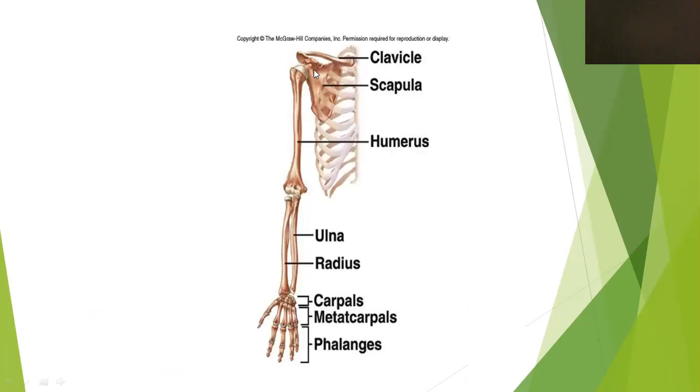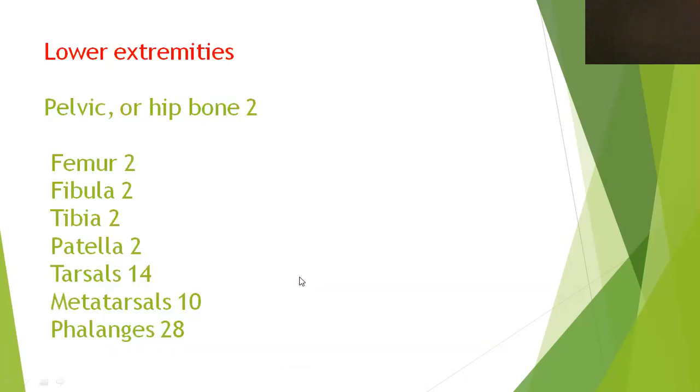Once again: clavicle, scapula, humerus, radius, ulna, carpal bones, metacarpal bones, then after that phalanges. The phalanges form the skeleton of the fingers. Okay. Now the lower limb. What are the bones forming the skeleton of the lower limb?